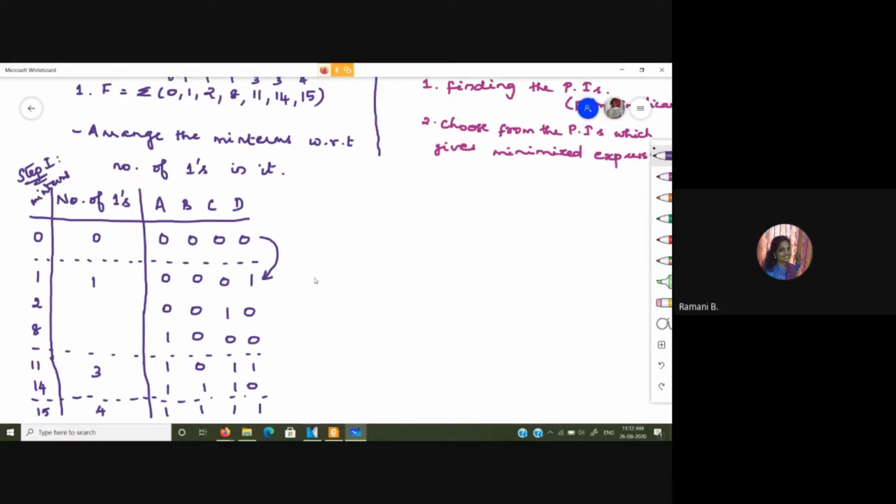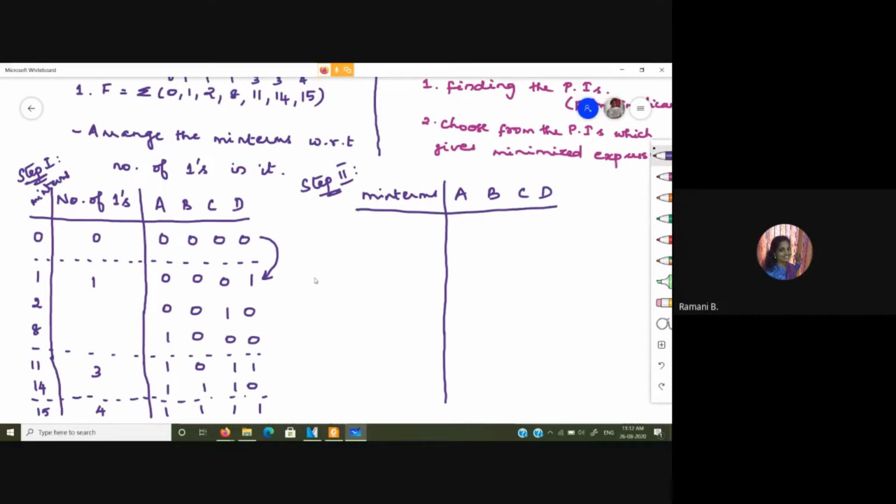So the next step, we will compare it, and where there is a single literal change, we will put a dash over there. Okay? So let us have the minterms where we are going to form the group, and then we will write the variables. So A, B, C and D.